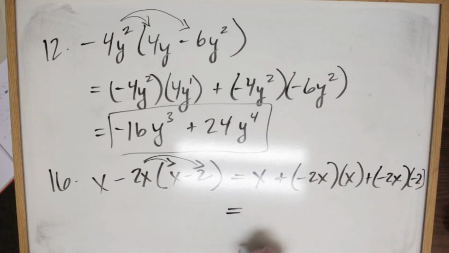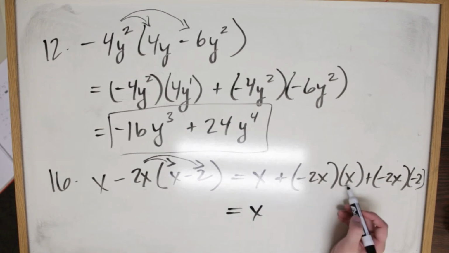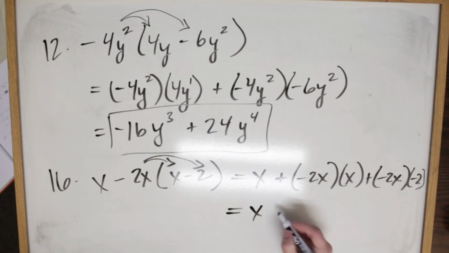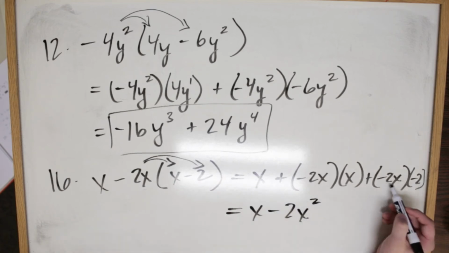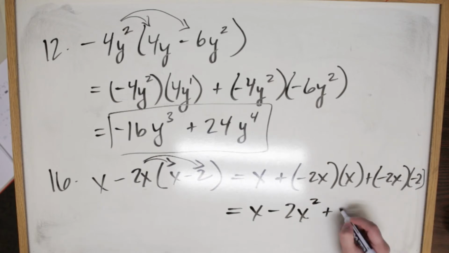So this is equal to x minus 2x times x is going to be a minus 2 times x squared. Minus 2x times a minus 2 is a positive 4x.